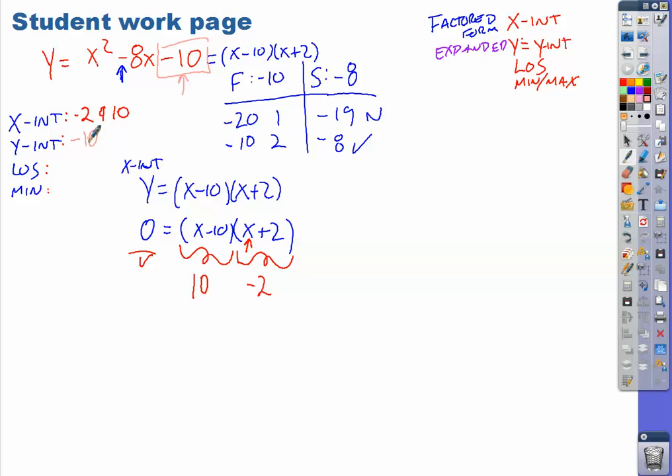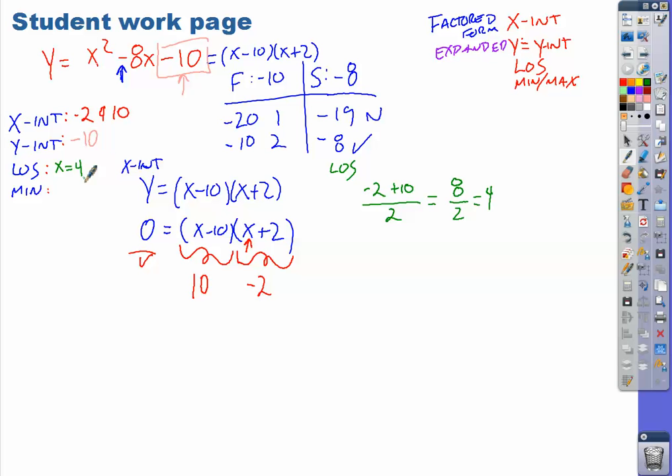Now for the line of symmetry, we will remember that we said that the line of symmetry occurs right in between the two x-intercepts, right? So essentially we have to find the average of the two x-intercepts. If I add the two numbers together and divide by 2, I'll get the line of symmetry. So we have negative 2 plus 10 over 2, because I'm dividing by 2. So we get 8 over 2 is equal to 4. So the line of symmetry is just x equals 4.